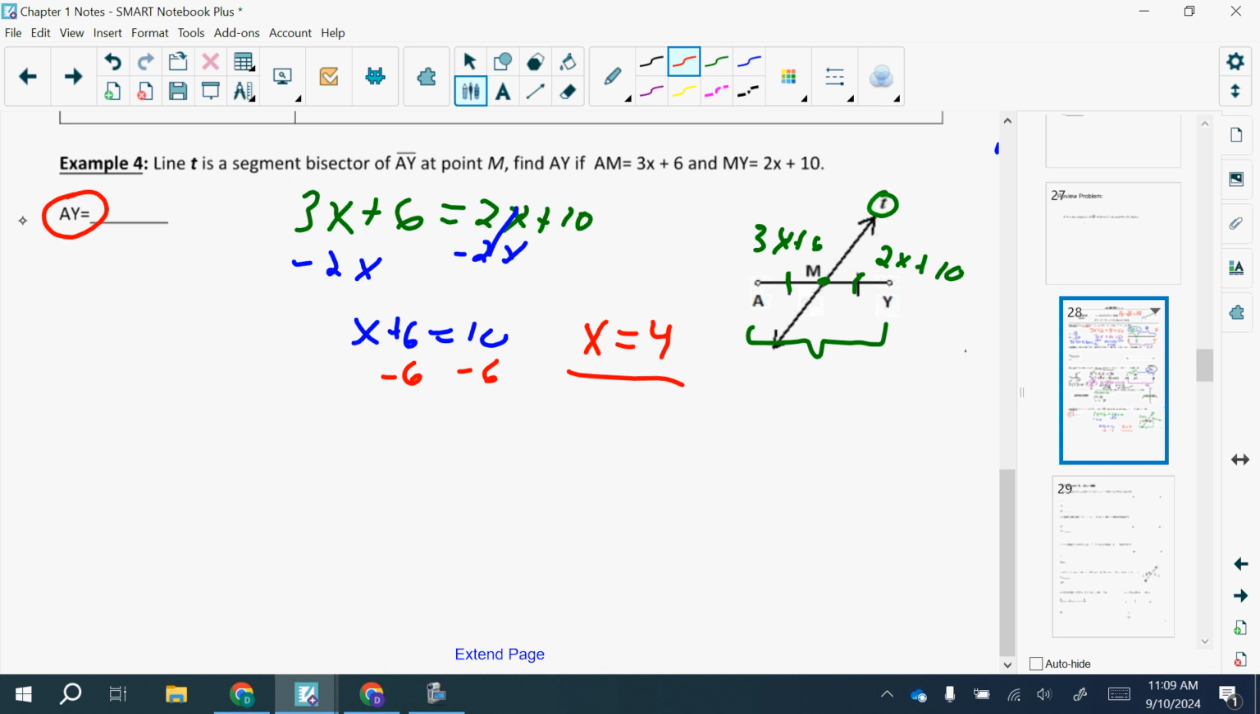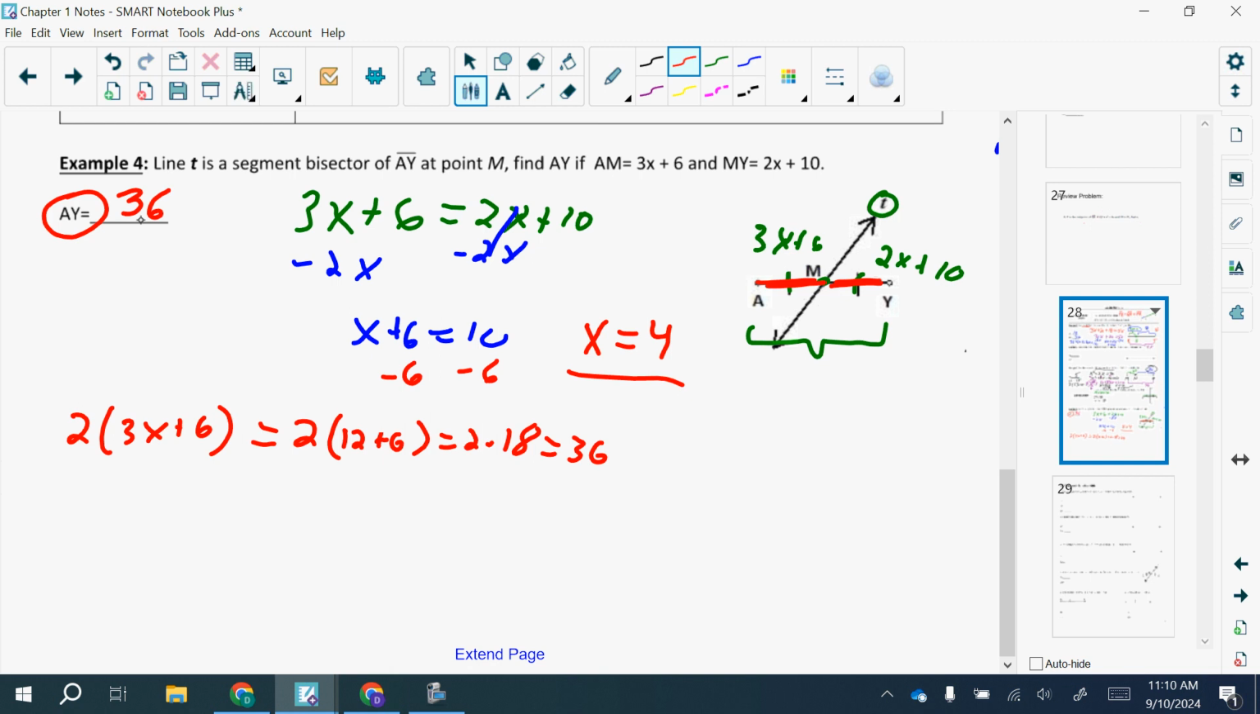So you got a few options from here, and they're all equally correct. You could take either one of these halves and just double it, and that will give you AY, the whole. So you could do 2 times 3x plus 6. That will give you the whole thing, because again, 3x plus 6 is only half of the line. So if you plug x in as 4, you get 2 times, 3 times 4 is 12, plus 6. This goes to 2 times 18, which is 36, and that gives us the answer.